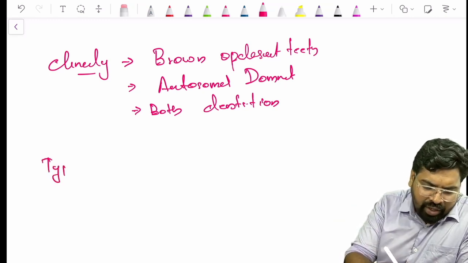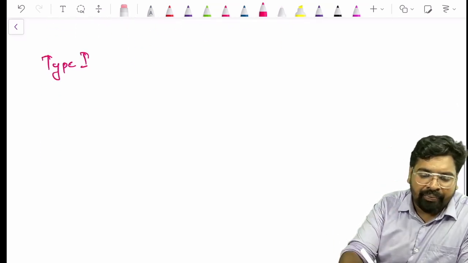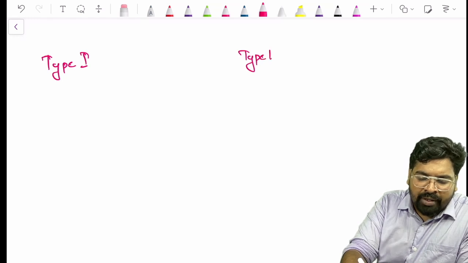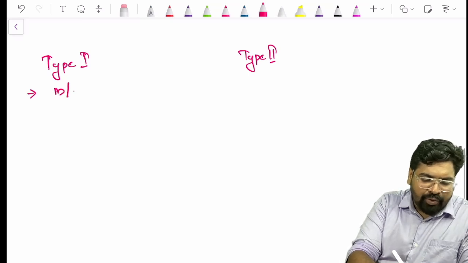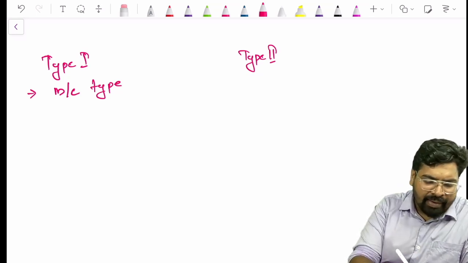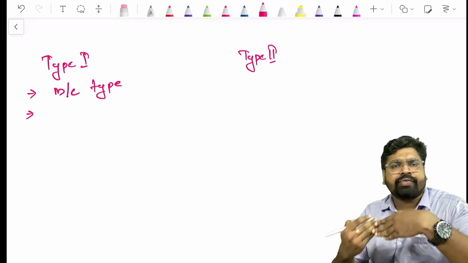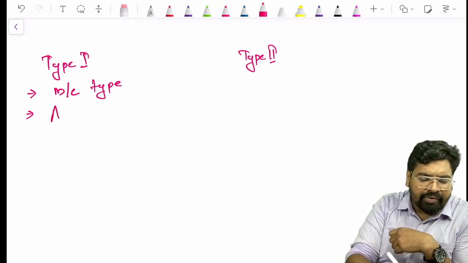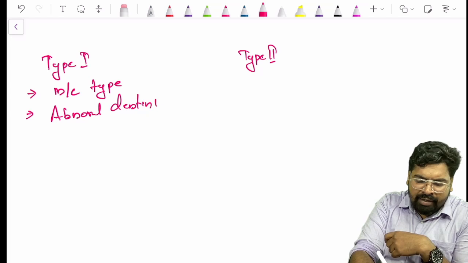And what next? We see the types. Type 1. What about type 1? And what about type 2? Let's see the difference between type 1 and type 2. Type 1 is the most common type we see. It is hereditary opalescent dentin. And here abnormal dentin is formed. You have this defect, and abnormal dentin is formed.